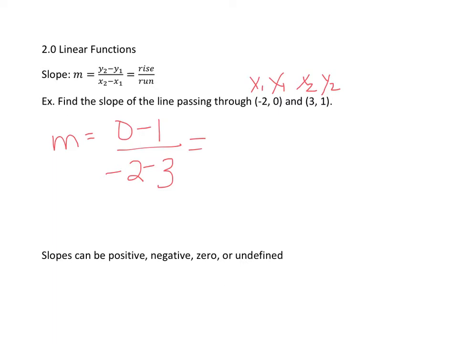oh, I went the other way. I did 1 minus 2. It doesn't matter which way you go, as long as you go the same way. Negative 1 over negative 5, which reduces to 1/5.